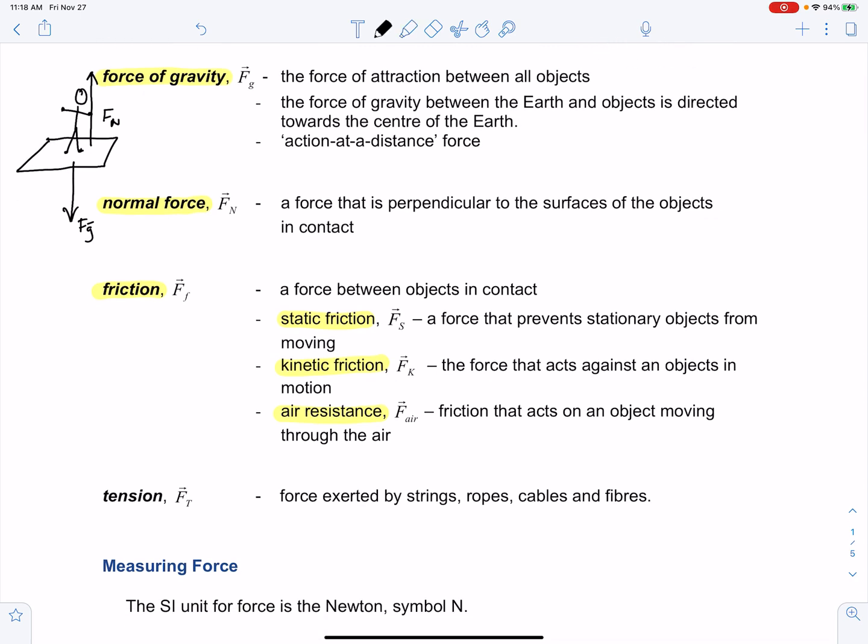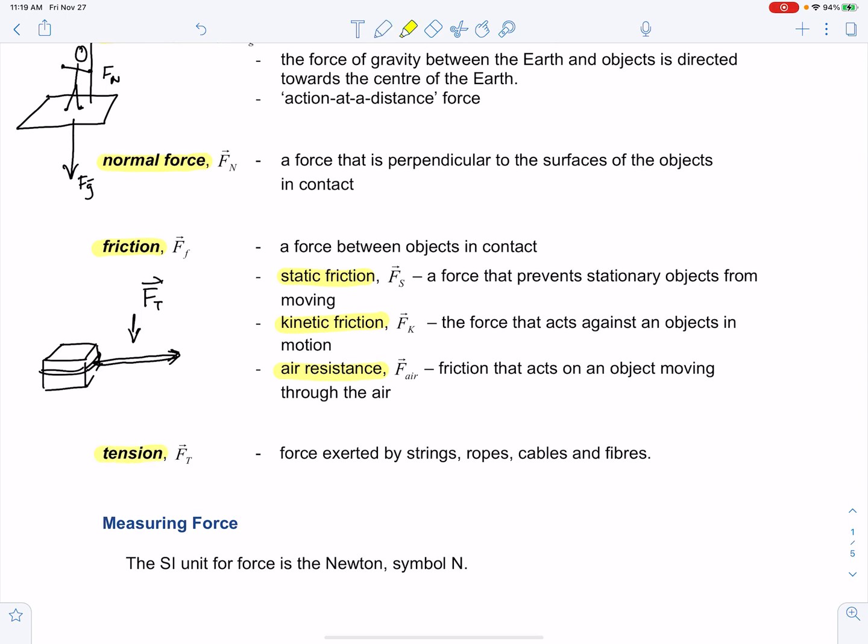The third example, I want you to imagine a box being pulled by a rope. This force that the rope is exerting on the object is called tension. If you notice, you're not touching the box itself, the rope is touching the box. And the tension is the force that exists within this rope. So tension is defined as the force exerted by strings, ropes, cables, and fibers.